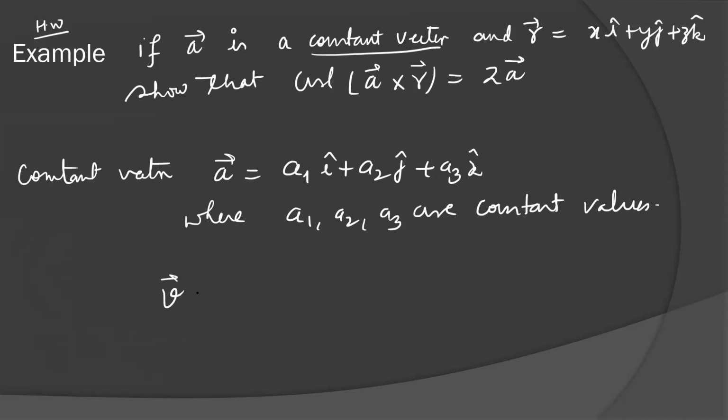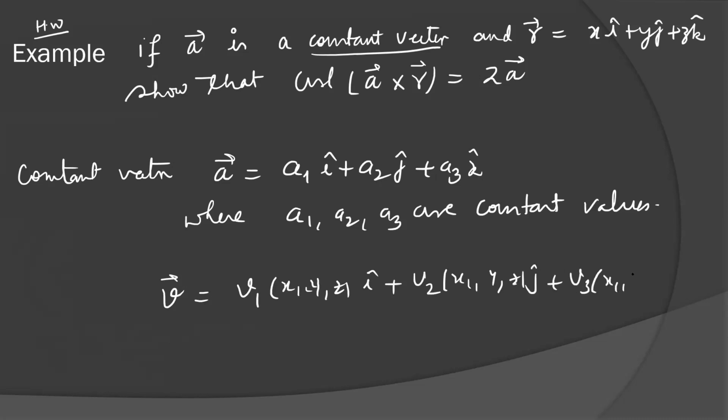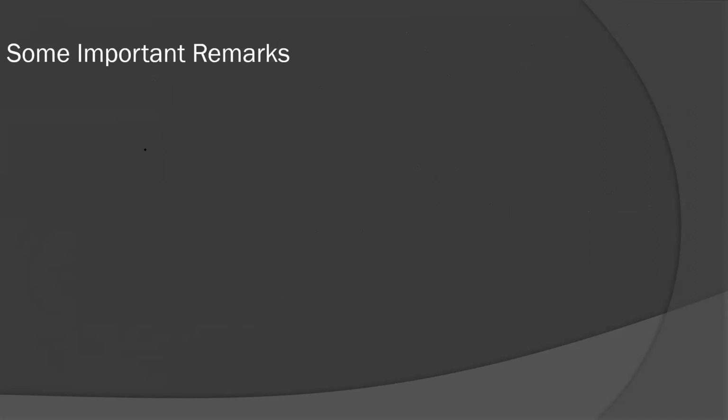These values are not depending on any variable. But in the vector, if you take a vector field v1(x,y,z) i plus v2(x,y,z) j plus v3(x,y,z) k, here v1, v2, v3 are not constant. They are depending on x, y, z. But here A1, A2, A3 are constant because they are not depending on any variable. So this is the definition of constant vector here. Let's see some important remarks. These are most important remarks.